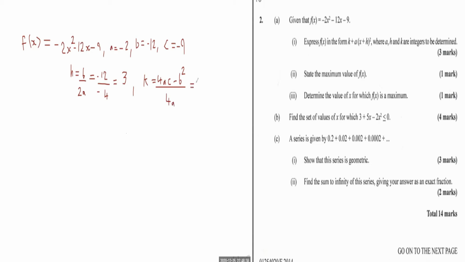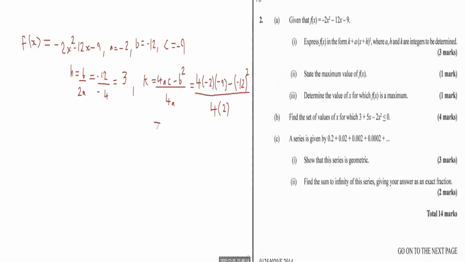That's going to be equal to 4 times our A value, which is negative 2, times our C value of negative 9, minus B squared, and what is B? B is negative 12. So it's minus negative 12 squared, and all of this is of course being divided by 4 times A. So it's divided by 4 times 2. And that gives us our value for K.